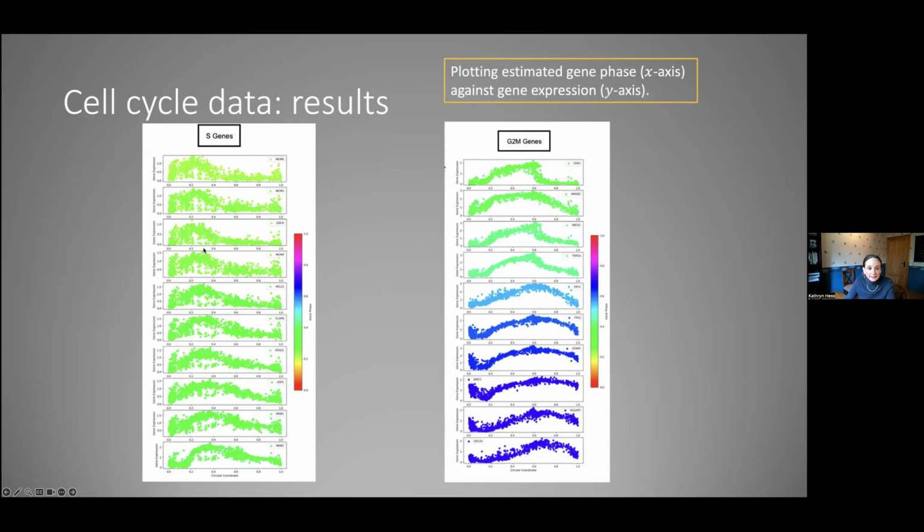And you can also look at, here we're plotting the gene phase along the x-axis against gene expression for a bunch of different genes, and you can see how the activity of the genes is shifting from left to right.